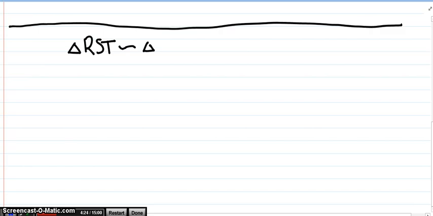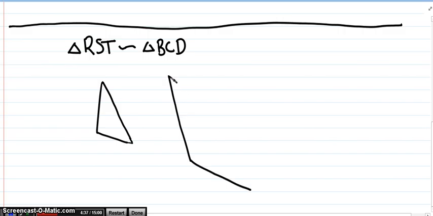But let's say, and this is how you'll see it, triangle, and we'll just call it RST, and then this symbol in the middle, the squiggly line, means similar to triangle BCD. And then you'll have your two triangles, and one will just be bigger or smaller than the other. Pardon me for my bad triangles there. RST and then CBD. So we know those two triangles are similar.